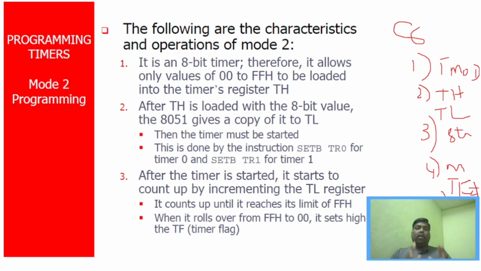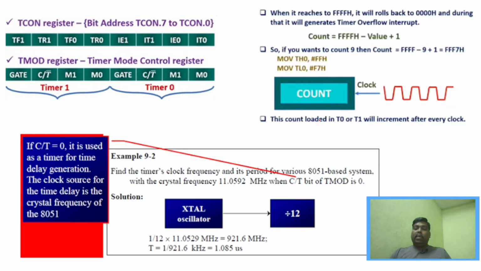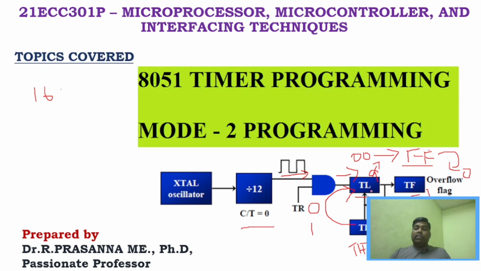The same steps apply for mode 2. The only difference here is we will not need to reload the TH or TL value because it will be automatically reloaded. You can see here it is an 8-bit timer, so we will have only the TL value. It starts from 00, and for every clock pulse it will increase up to FFH. The TH value will be the same value which is loaded in the TL, that is, we will load the value only in TH.